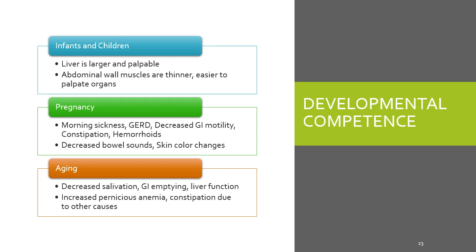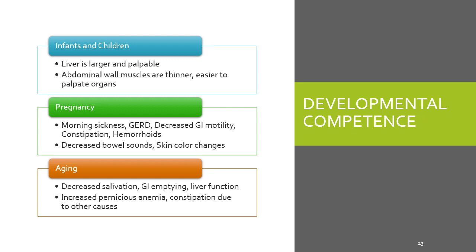So some developmental competence, infants and children. In little kids, the liver is larger and more easily palpable just because it proportionally takes up a larger amount of the abdominal cavity. As you grow, it moves up underneath the ribs. It's less palpable. The abdominal wall muscles are thinner in little kids, so it's easier to palpate organs, so you don't have to push as hard.